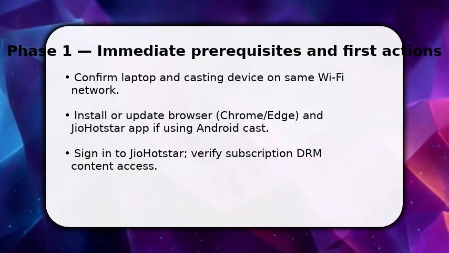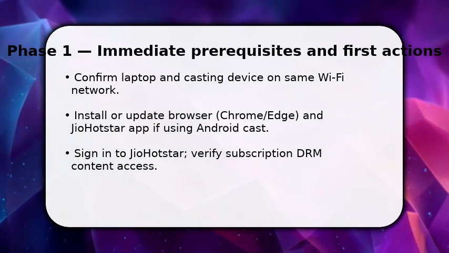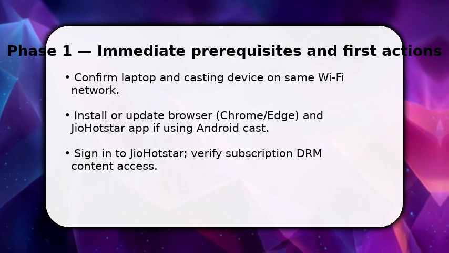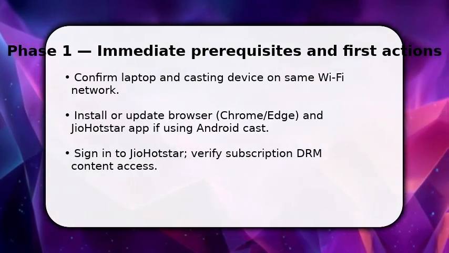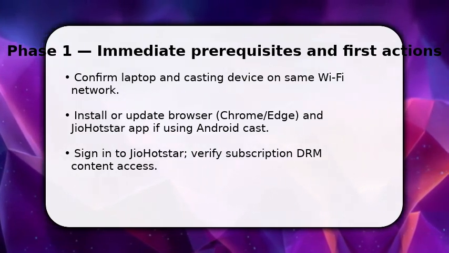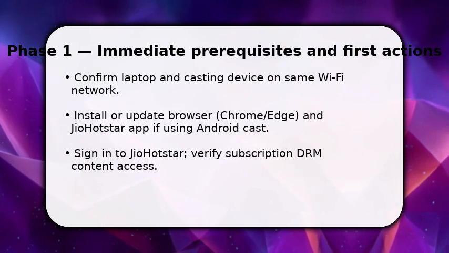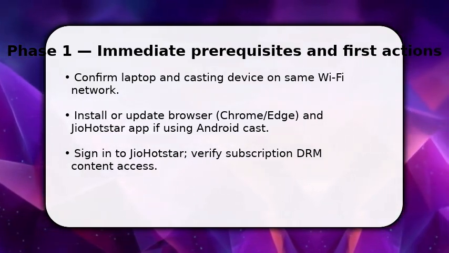You start by getting essentials ready. Make sure your laptop and the casting receiver are on the same Wi-Fi, since casting depends on local network discovery. Open Chrome or Edge now because they support built-in casting. If you plan to cast from phone, have the Jio Hotstar app updated. Sign in so protected streams are available. Once done, confirm playback works locally.